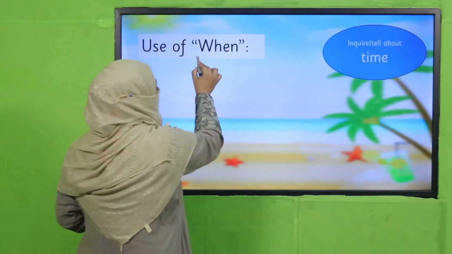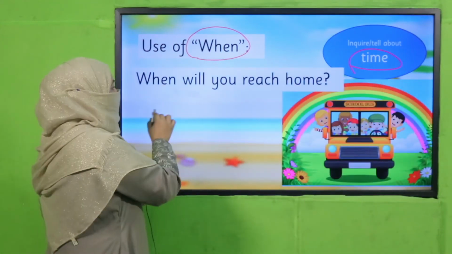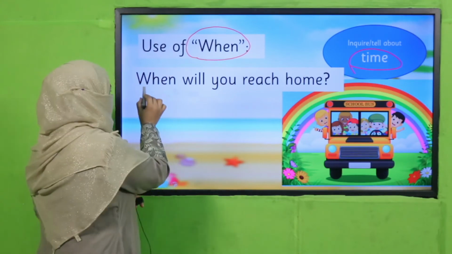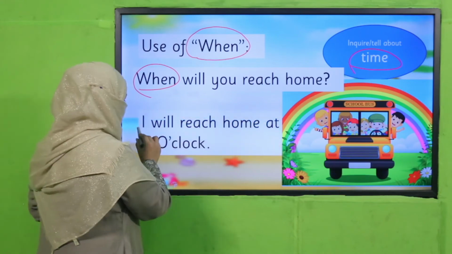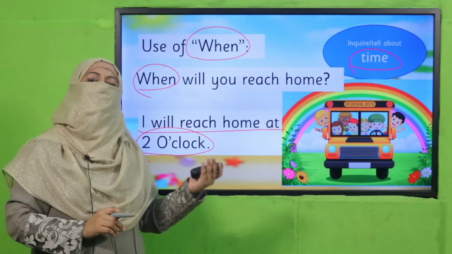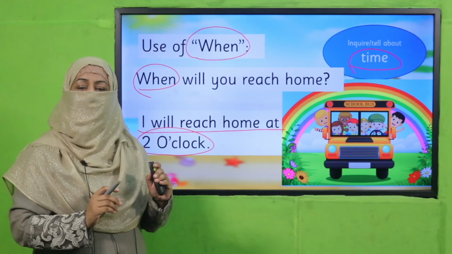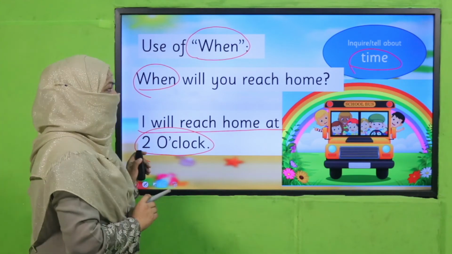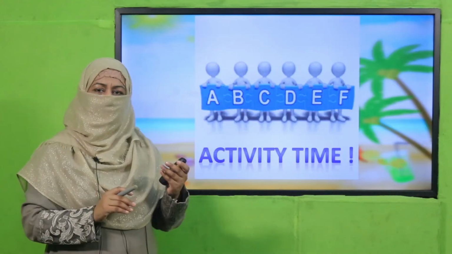And when is used to inquire about time. When will you reach home? Now your mama is asking, when will you reach home? It means you have to tell the time. Mama, I will reach home at 2 o'clock. From school, I'll get a school bus and I'll reach home by 2 o'clock. So when means you have to tell the time. Whenever you are asked a question with when, you have to respond by telling the time. So are you clear with the use of all these and how we respond?